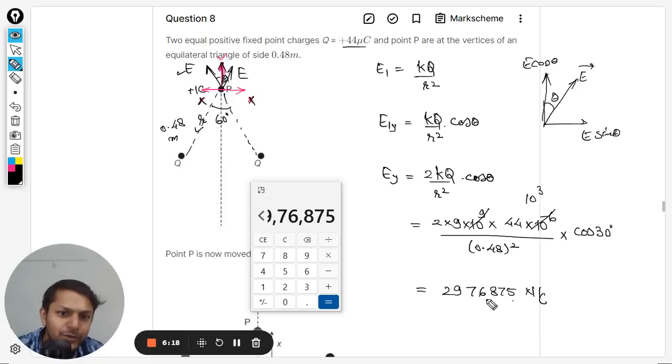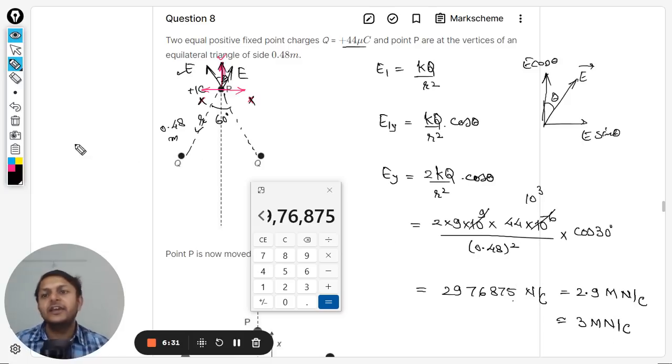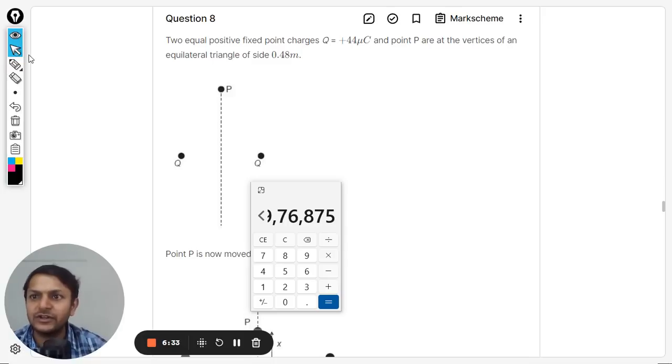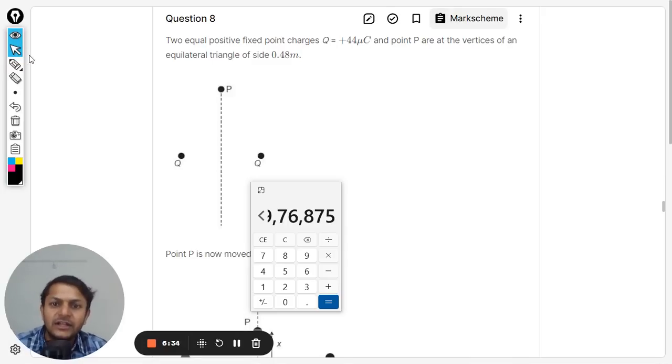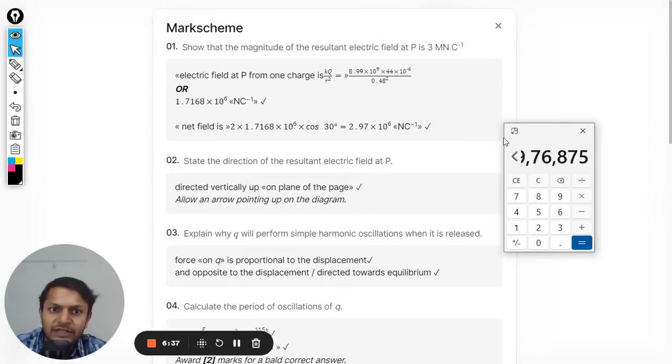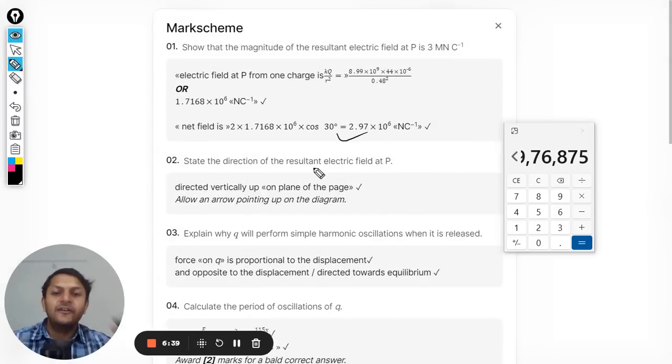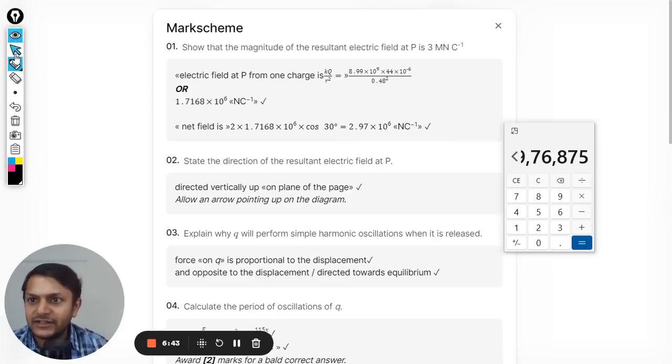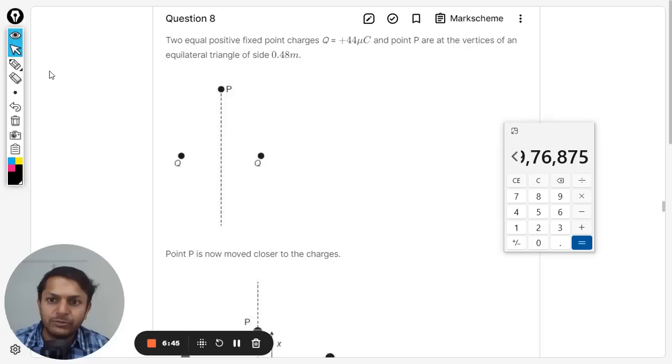And we will be using mega. So this is 2.9 mega Newton per coulomb, which can be very well approximately written as 3 mega Newton per coulomb. Let us see what is the answer for this first question. It has taken a lot of time for us. Let's go into the mark scheme now. So yes, we are getting the very exact answer. Fine, very good. Let us now move to question number 2.